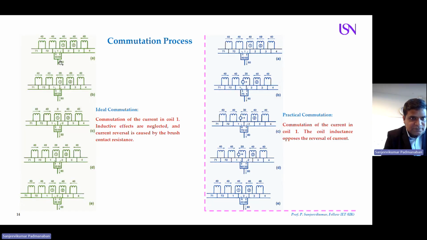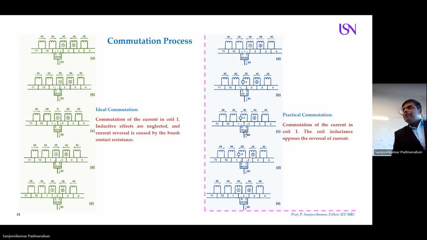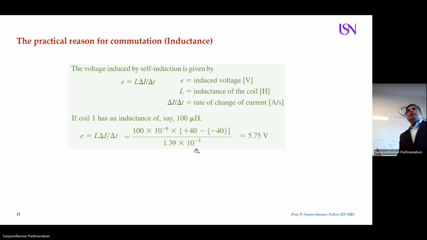For example, this instant, 40 ampere. So 40 ampere minus minus 40 ampere divided by your time, say for example 1.39 milliseconds. Then you know the value of time, substitute the time, substitute the ampere, and you calculate the voltage. 5.75 volt. Is it clear to you? This is the practical reason why you are getting this shift. Is it clear to you? Actually, in this case, what should be the current? 40 and 40. But what happened? 70 and 10. The reason is this one. Is it clear to you?